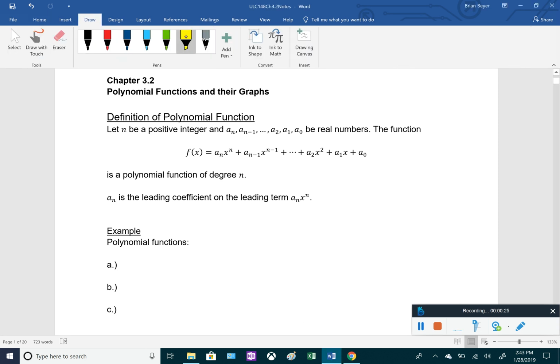So the function f of x equals this whole nasty looking thing. This would be a polynomial. So all of these a's are just real numbers, and all of these exponents are going to be positive integers. Okay, so we say that this is a polynomial function of degree n, because that's going to be the largest degree on the polynomial for the variable. So we call those degree n polynomials. And that coefficient on the variable with the largest exponent is called the leading coefficient. And the term with the largest exponent is called the leading term.